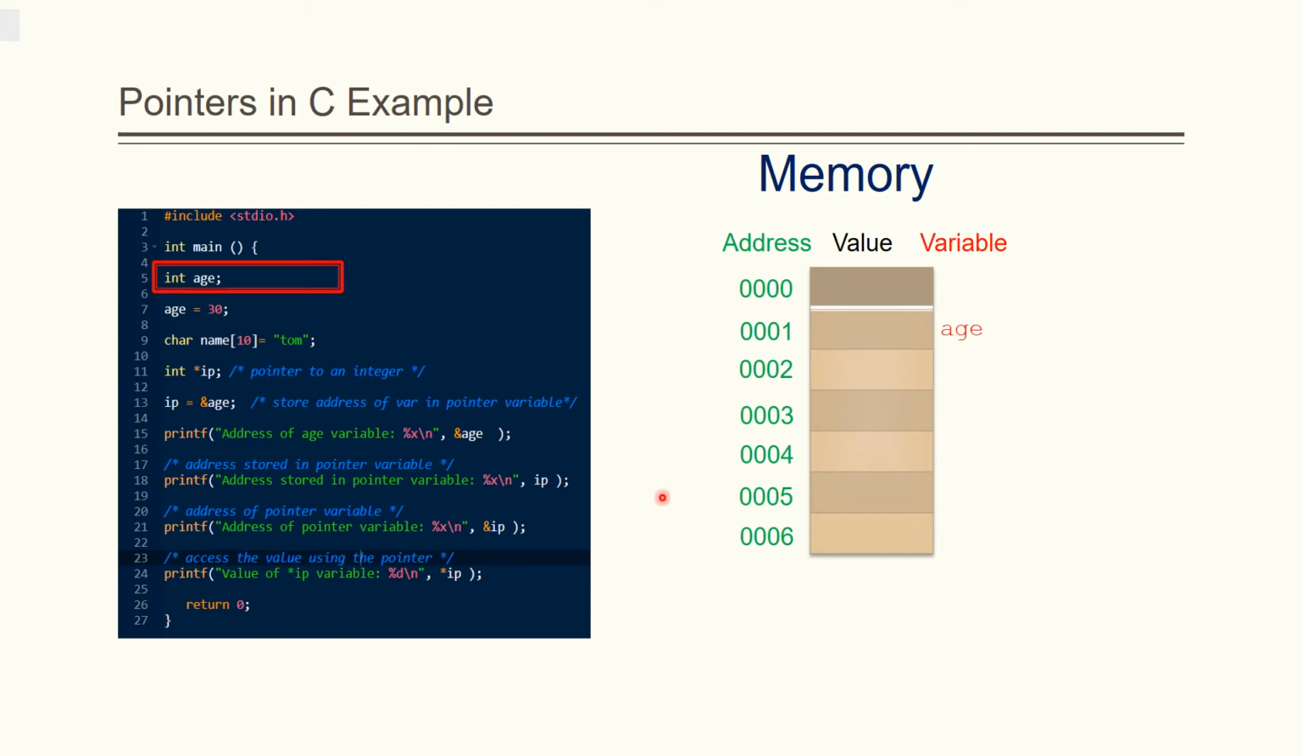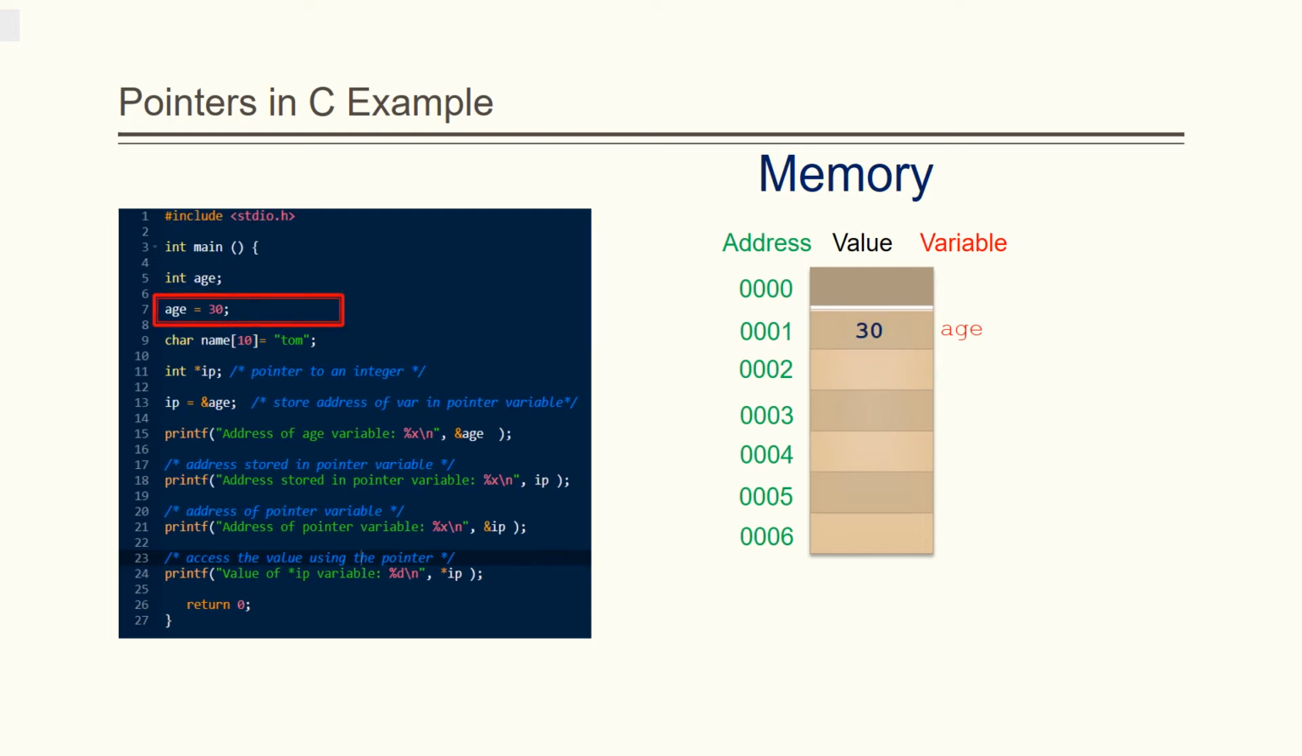In the example, the first step is the declaration of an integer variable which is called age. So how does it look in the memory? Here a variable is defined which is age, and a specific memory address is assigned to this variable. Let's suppose it is 0001. Of course it can be any other address as well. And here the current value of this variable is null because we didn't initialize it.